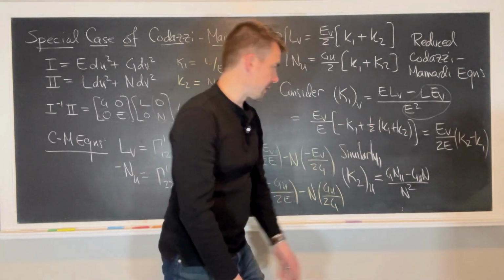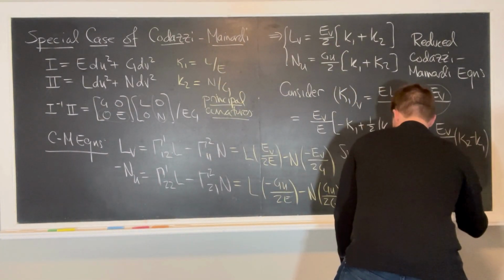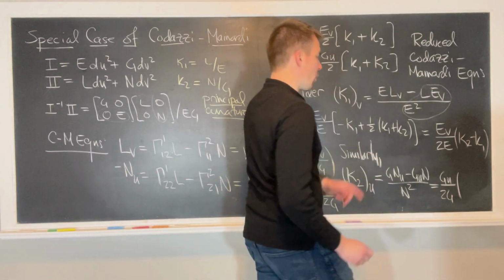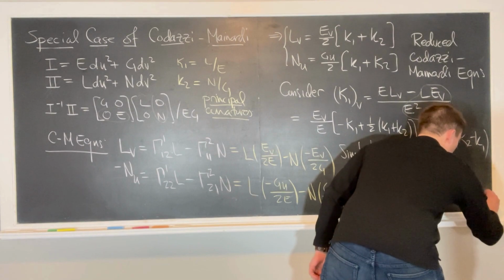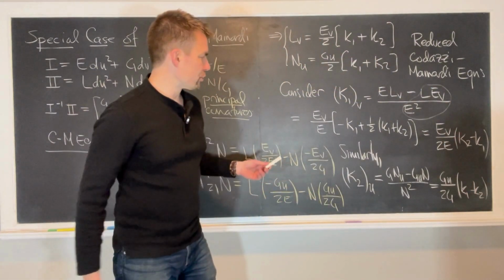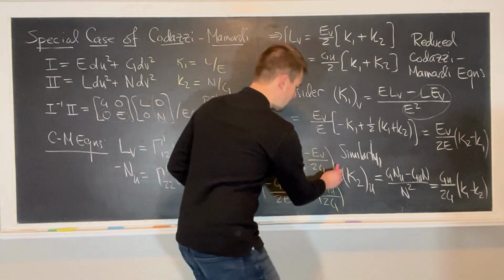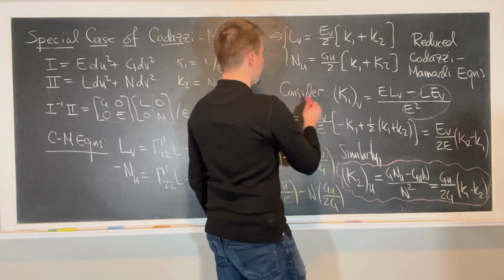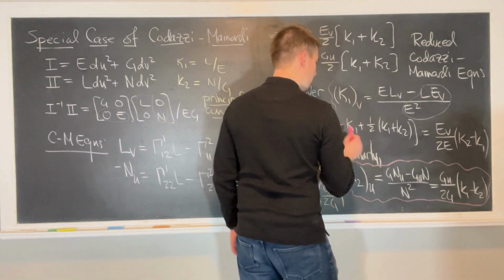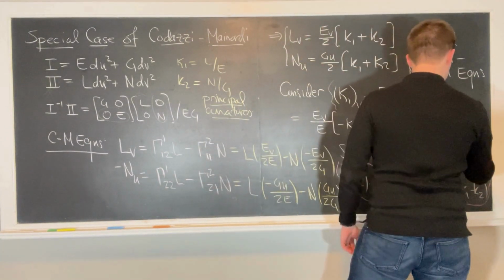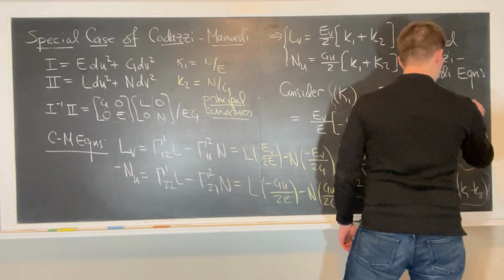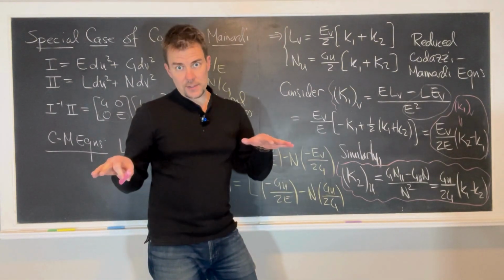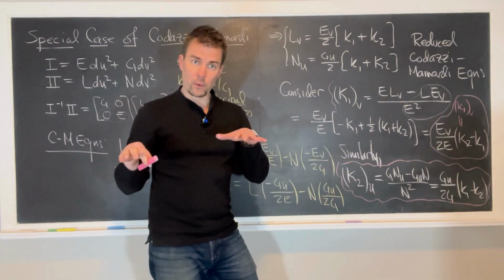So now the sign flips over here. So this will simplify too. This is going to be G u over 2G, and then kappa 1 minus kappa 2. And these give me partial derivative relationships for the principal curvatures. Right over here, this is equal to K1 v.